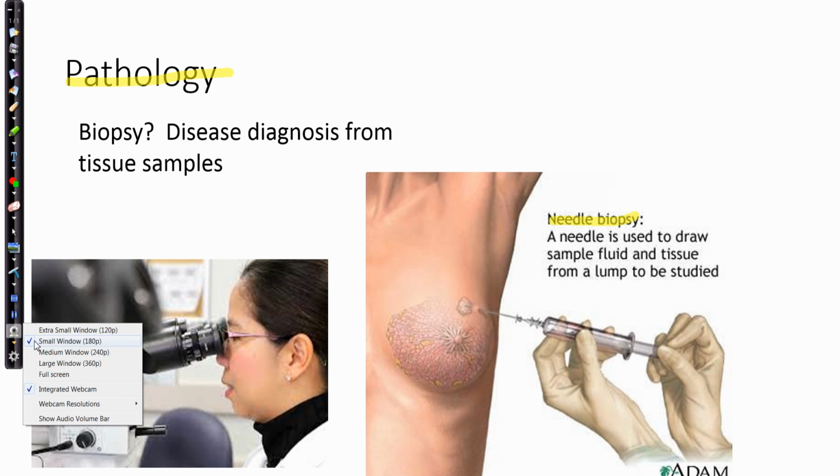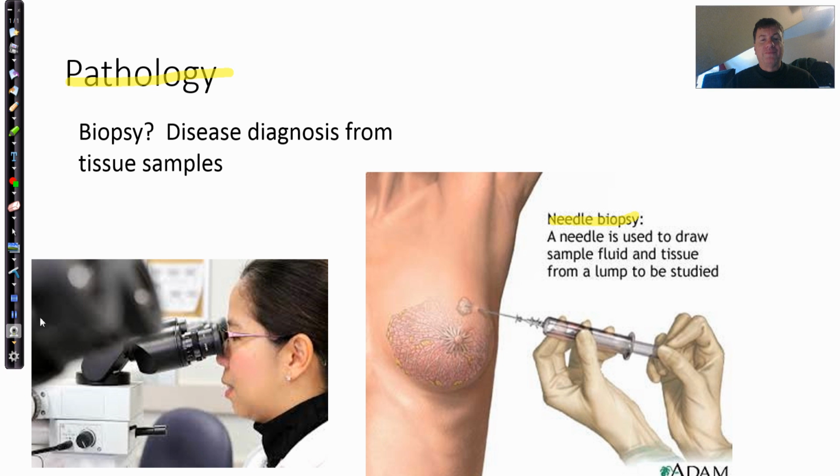Pathologists are those who are trained in looking at normal tissue, and therefore they're able to distinguish that from diseased tissue when presented a sample.